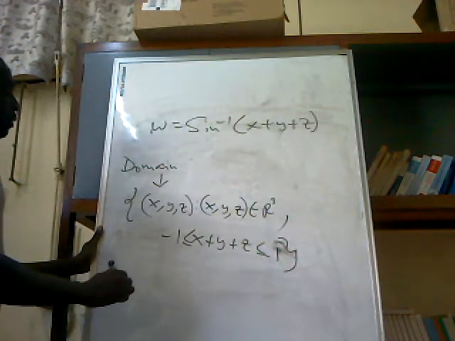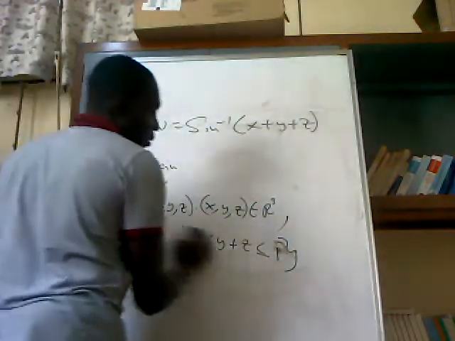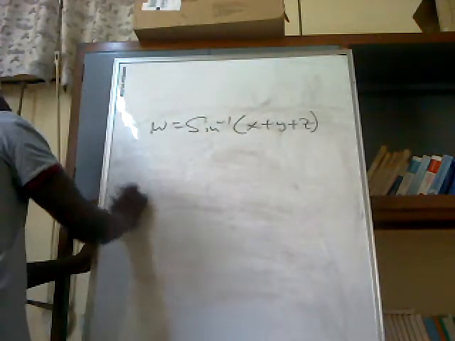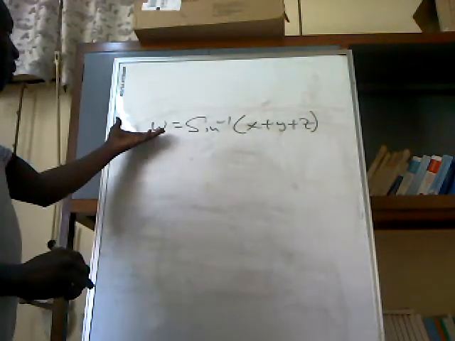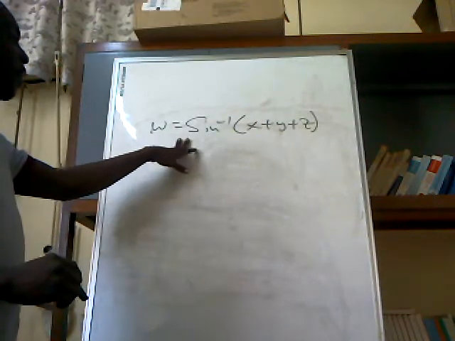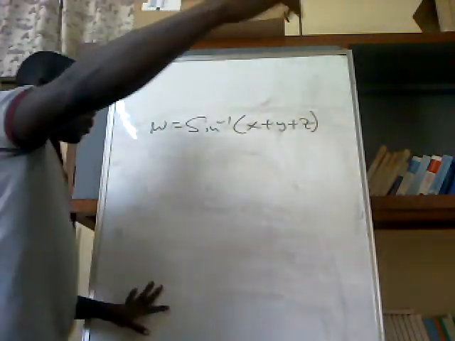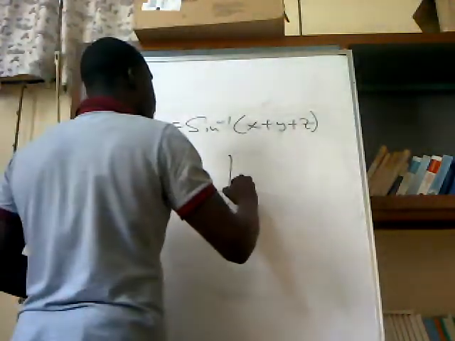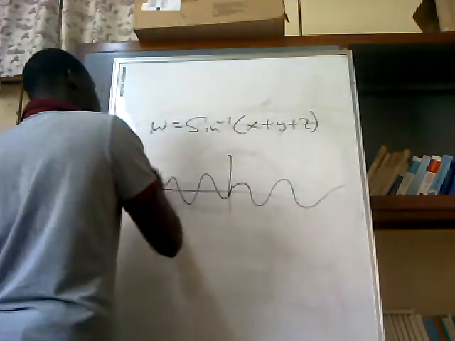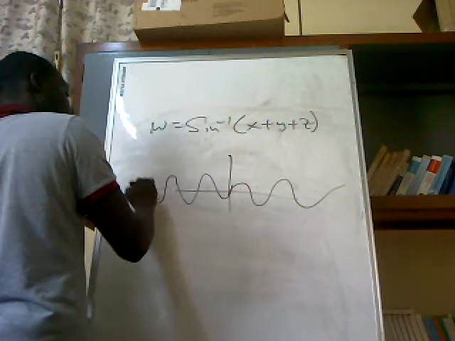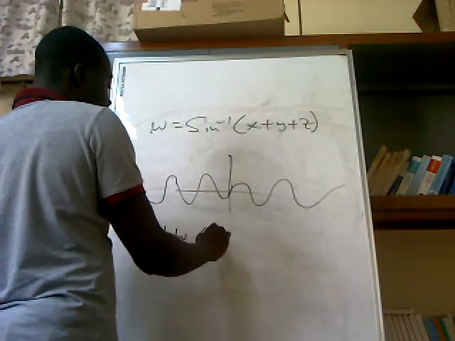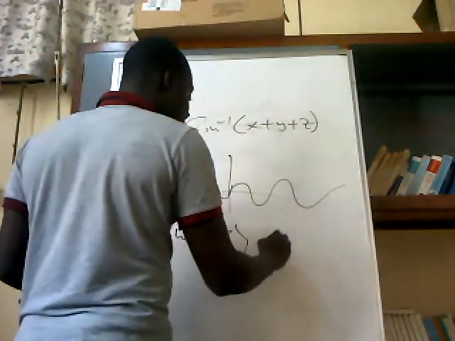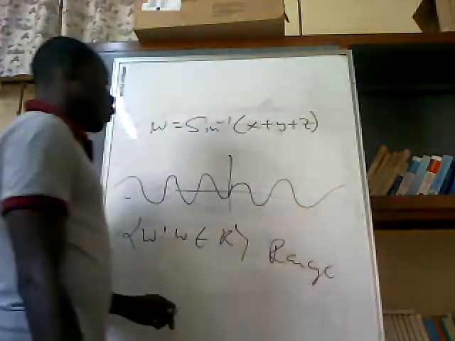And our range is such that, because the sine function is a continuous function, like a wave, it never ends. This is the sine function. So here W, our range, is such that W belongs to R, becomes our range for W.